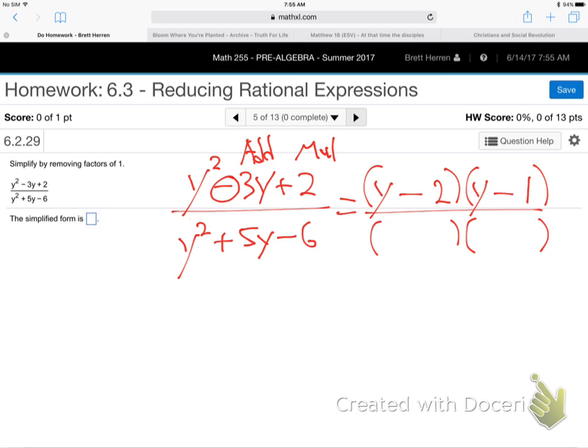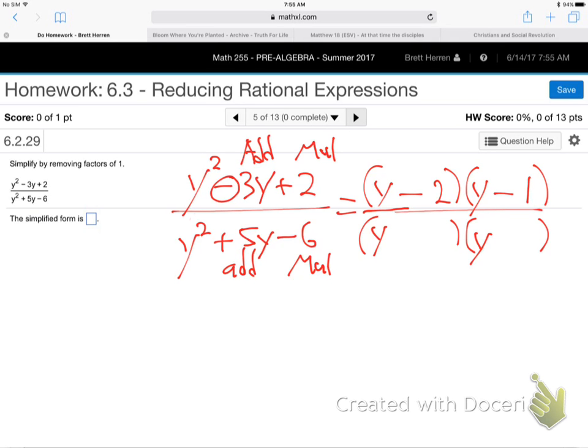All right, and then on the bottom, so y is in the front again. Oops, that's supposed to be a y there. And then you're looking for what multiplies to be negative 6 and adds to be plus 5. 6 and 1. Good, yeah, 6 and 1, or 2 and 3. But I think you're right, actually, Jose. I think it's 6 and 1.